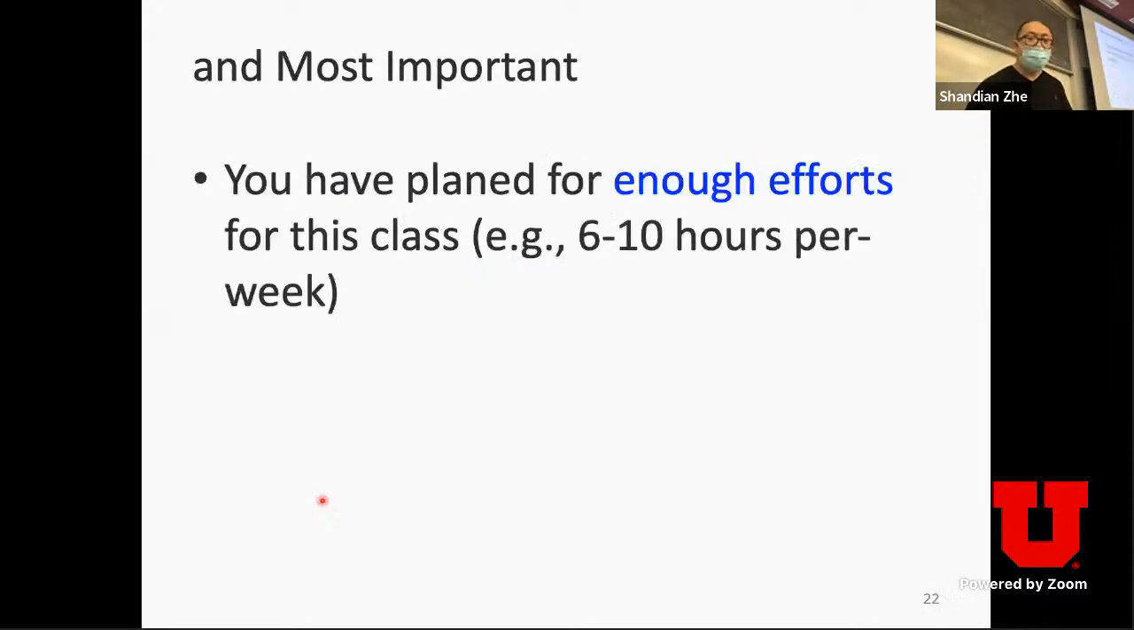And most important, please be prepared for enough effort for this class. But again, this 2 to 6 hours per week might not apply to everyone. But just to give you some kind of worst-case estimate, please consider it seriously.